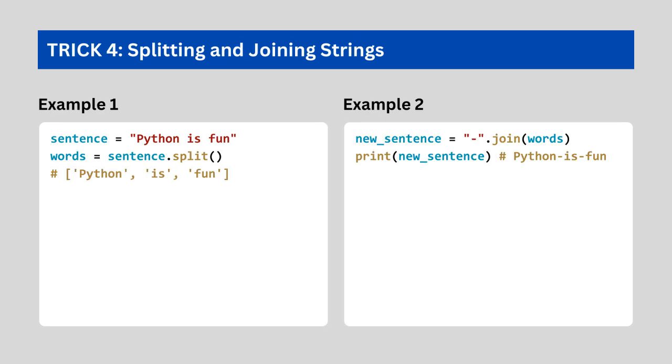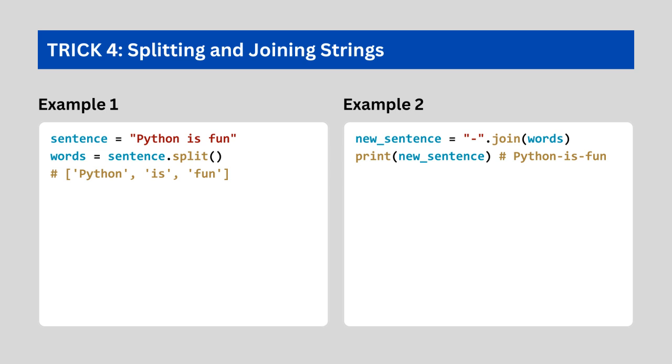Trick 4. Splitting and joining strings. Need to break a sentence into words? Instead of manually extracting substrings, Python makes it easy with split. In the first example, you can see how split automatically converts a sentence into a list of words. This is perfect for text processing, data parsing, or analyzing user input.